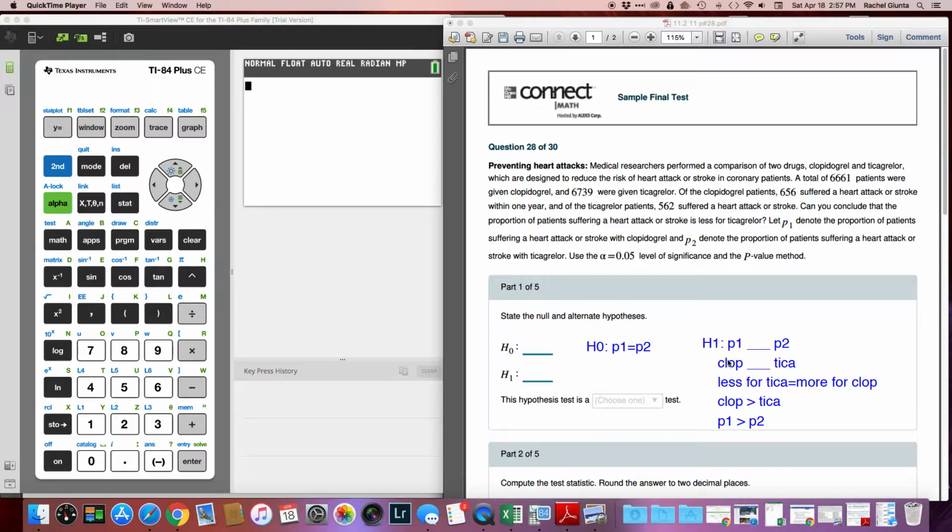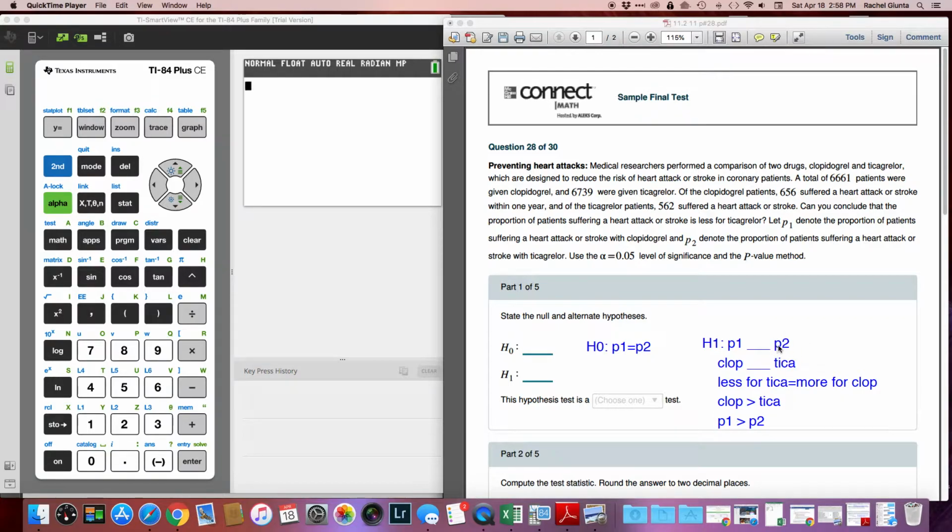For H1, it's going to be P1 and then one of the symbols, either greater than, less than, or not equal to, and then P2. And it always has to be in this order. If you put P2 on the left and P1 on the right, you would get it wrong, even if you were technically correct about what you were doing. So don't do that.